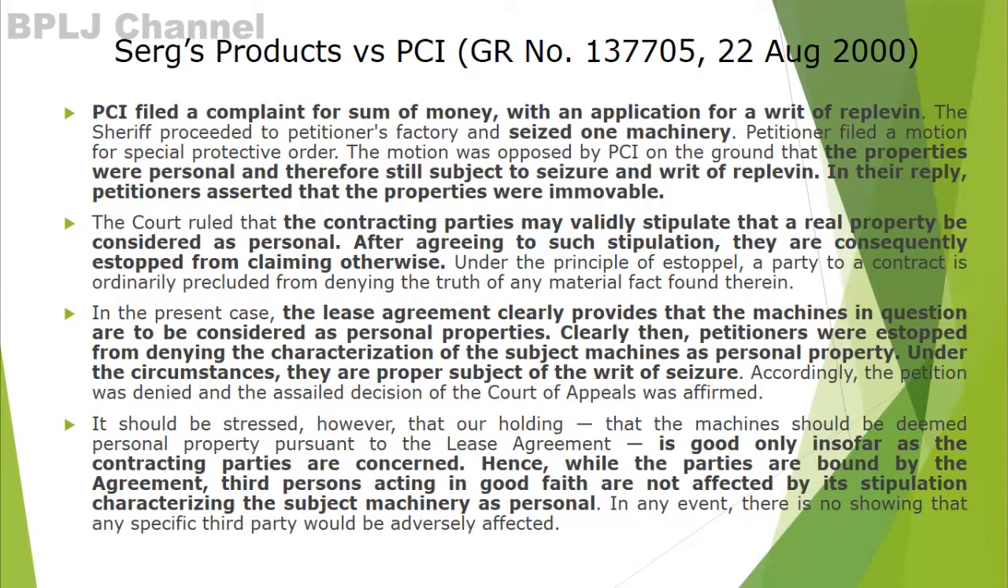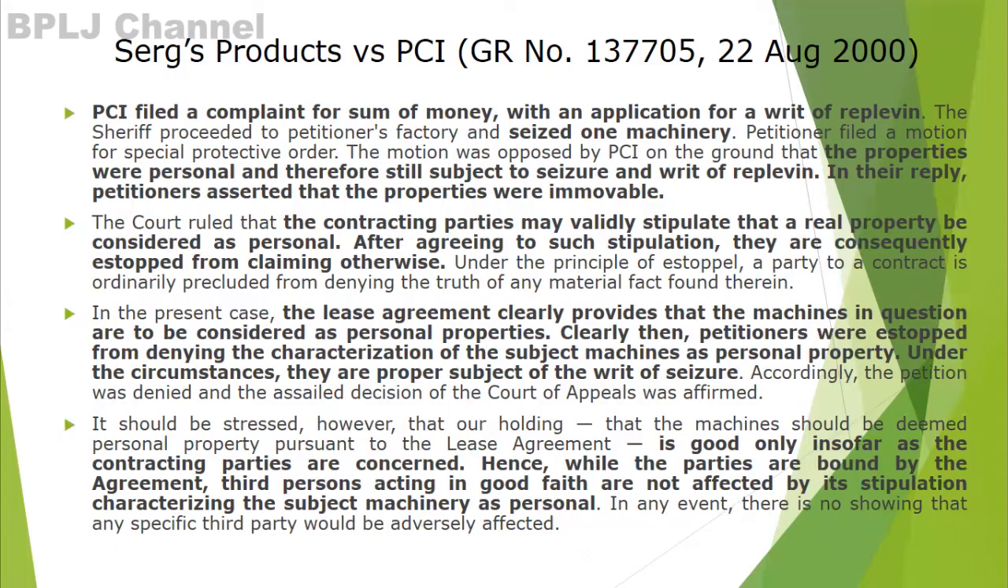So the contracting parties, again, as we have learned earlier, may validly stipulate that although the property is considered as immovable, they can stipulate or agree that it is a personal property. And after agreeing to the said stipulation, they are bound by estoppel from claiming otherwise. So in this case, the lease agreement clearly provides that the machines in question are to be considered as personal properties. Clearly then, petitioners were estopped from denying the characterization of the subject machines as personal property.